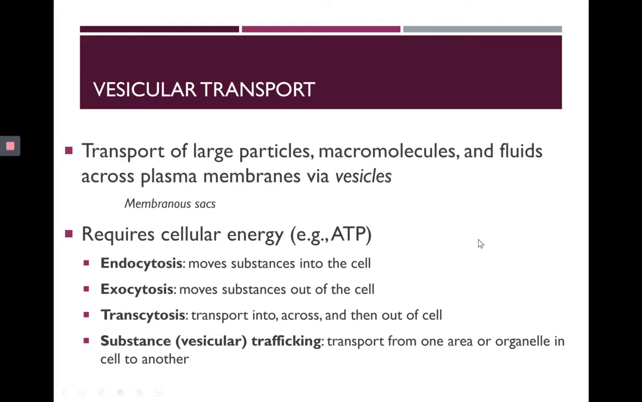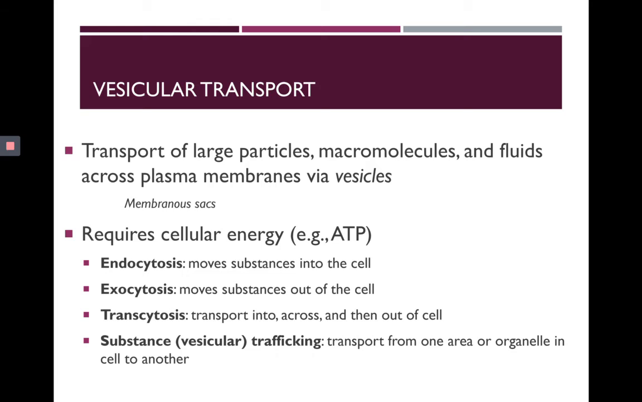And this is the transport of even larger substances, so bigger than ions or small simple sugars, things like macromolecules, so small proteins, or even small carbohydrates, or disaccharides, or even small polysaccharides. But we're moving these things, or stuff dissolved in fluids, across the plasma membrane via these membranous sacs called vesicles. And this requires ATP, so it's a type of active transport.